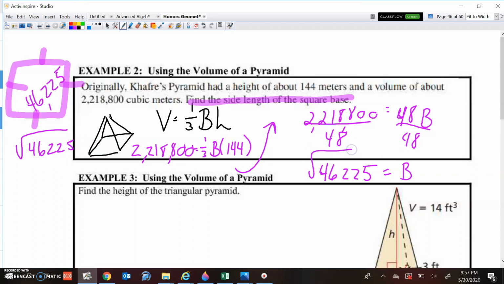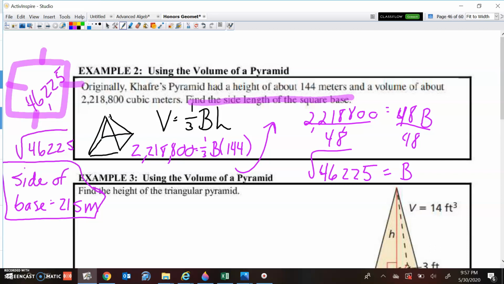So really now I would take the square root of this, and I get that one side of my base equals 215, and we're talking meters. So approximately, they say that. So there we have it. Okay, so that's a pretty cool one. It's nice that it worked out nicely as well.